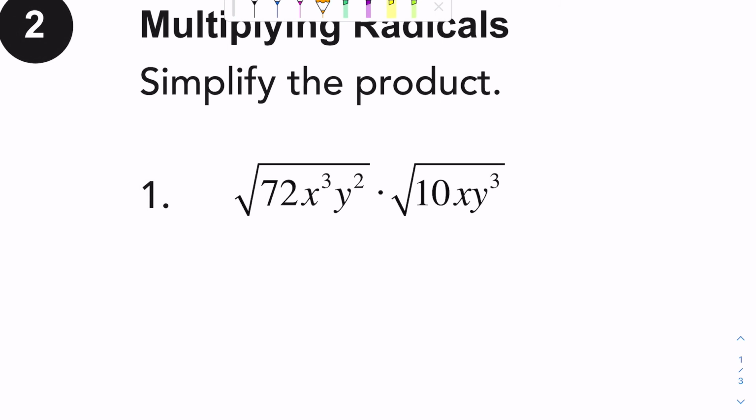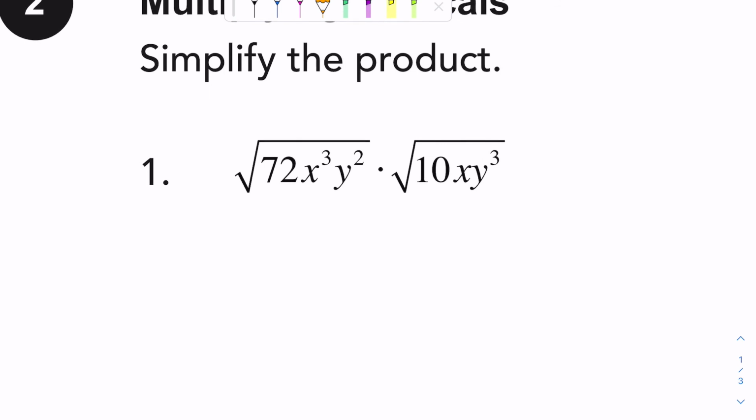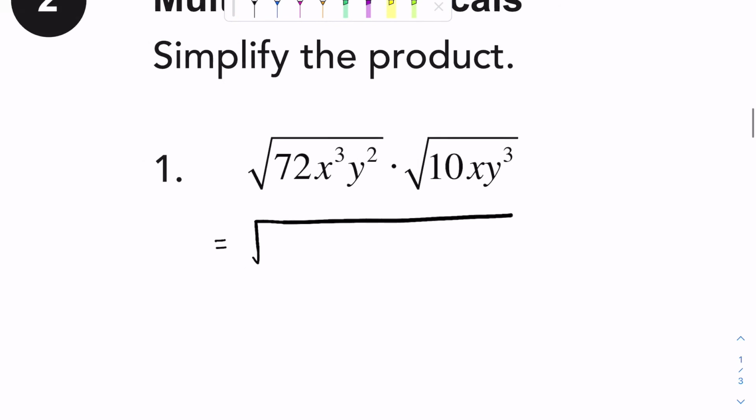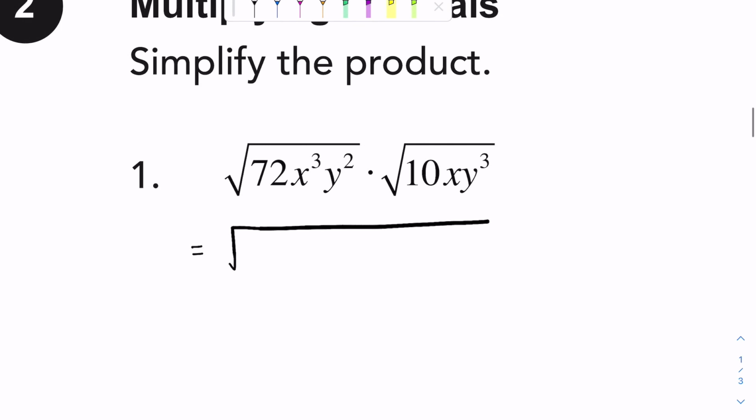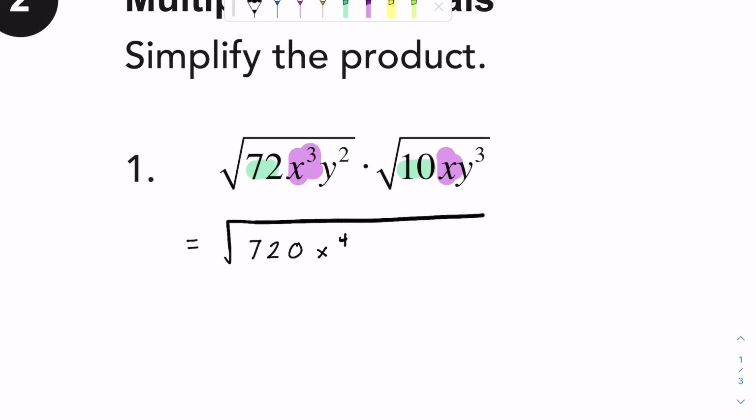For something like this, I know it's going to give us a large value, but you will cut down on steps if you just multiply everything together to start with. So that's what I'm going to do. I think that it does end up being a little bit faster. We multiply our like terms, so we can multiply 72 and 10, which gives us 720. X cubed times x is going to be x to the fourth, and y squared times y to the third gives us y to the fifth.